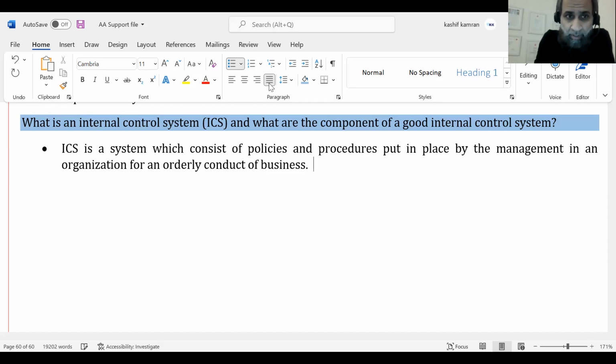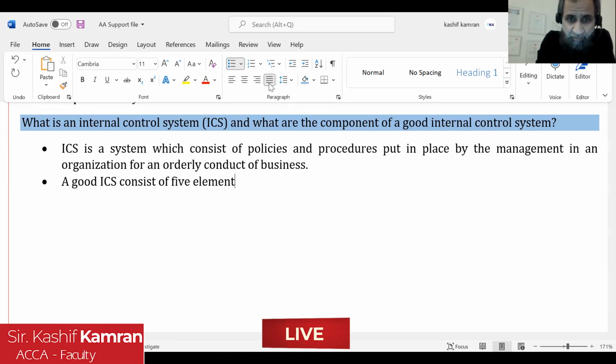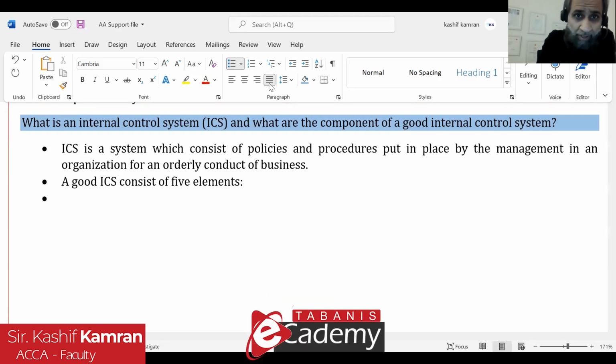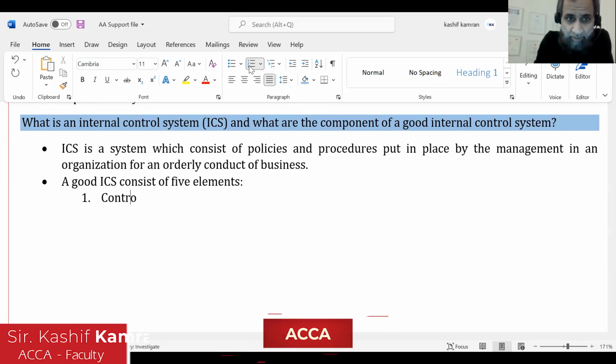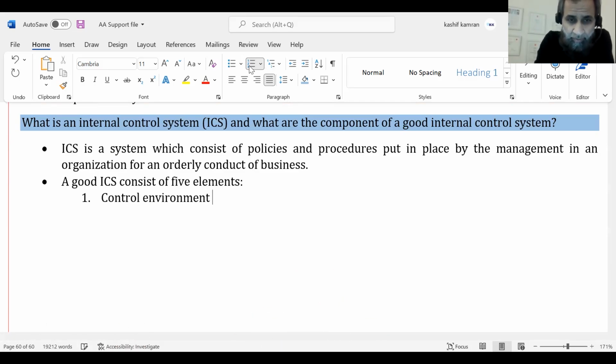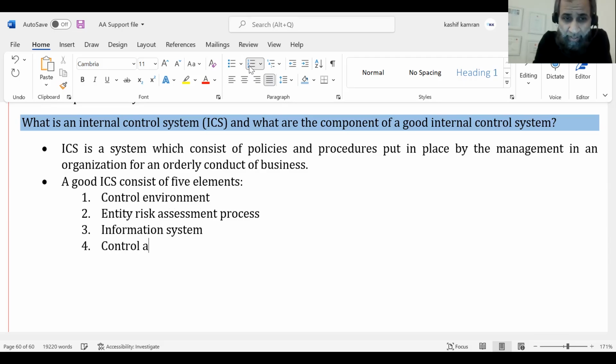Now, a good ICS consists of five elements. Number one element, control environment. Number two, entity risk assessment process. Number three, information system. Number four, control activities. And number five, monitoring of controls. Let's understand each one of them in order.